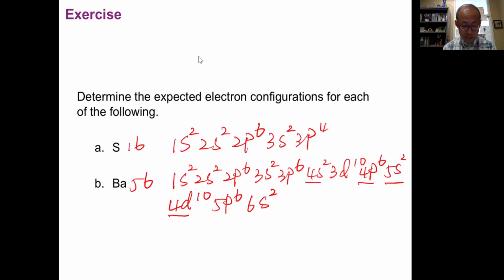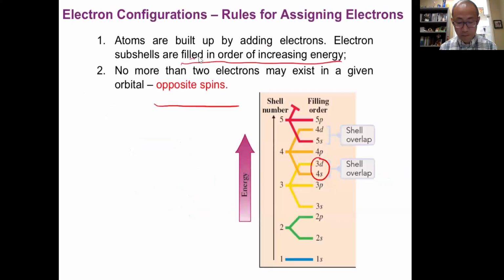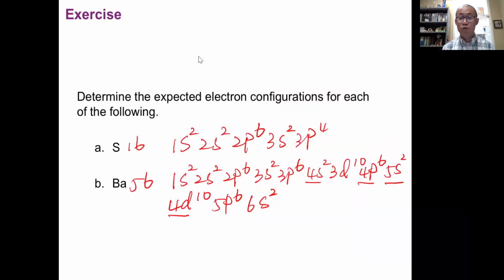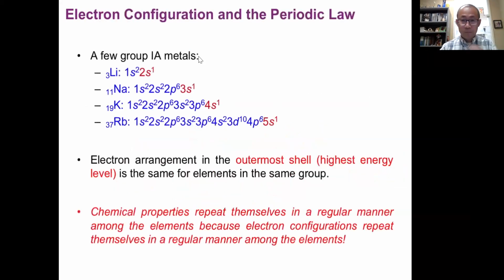Again, practice the order of the subshells, and also know how many electrons each subshell can hold. That's the electron configuration. And again, the numbers of electrons are shown in these subshells as superscripts. Don't forget that.